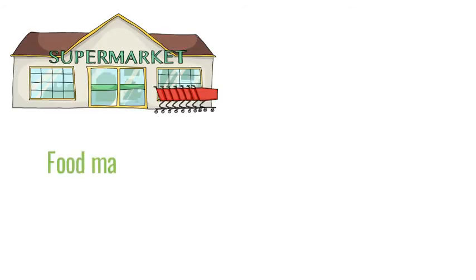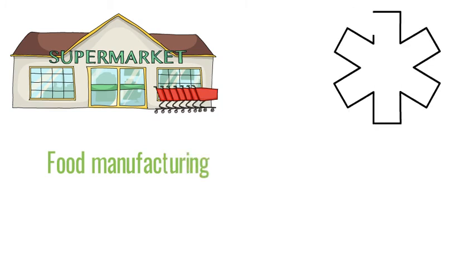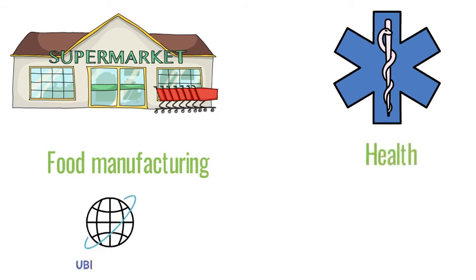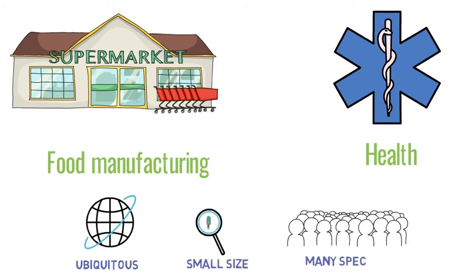The food manufacturing and health industries are at the center of human activity. We are plagued by disease and food shortages across the world. Therefore, the ubiquitous nature of microorganisms and their small sizes and large numbers help microbiologists come up with ways to manipulate them and use them to alleviate some of these problems.